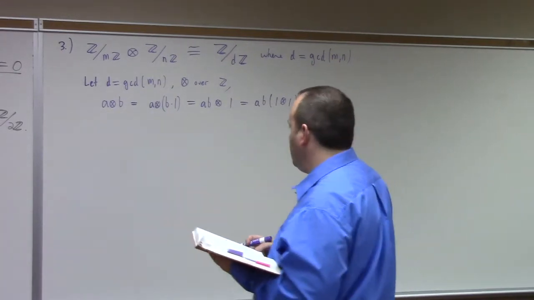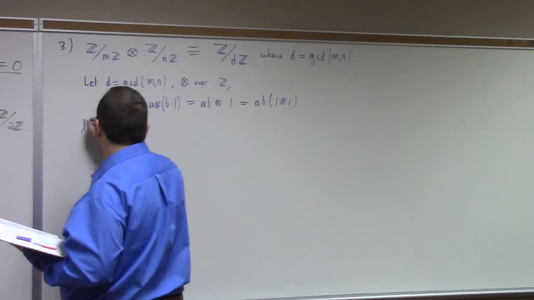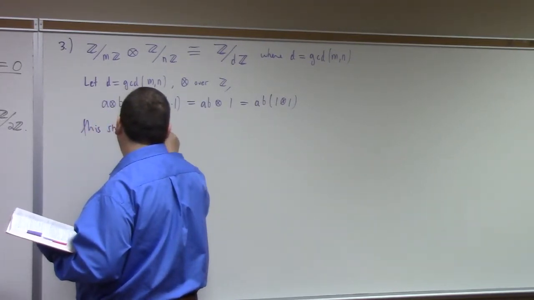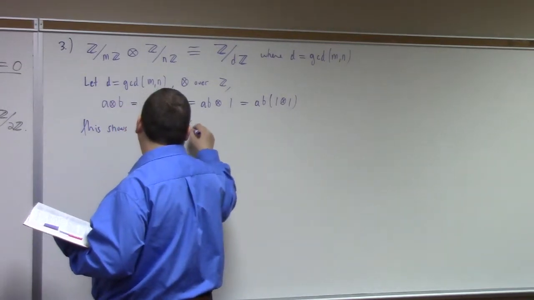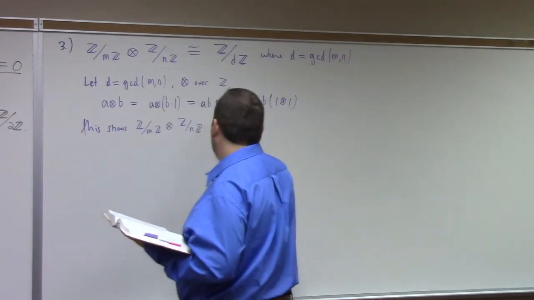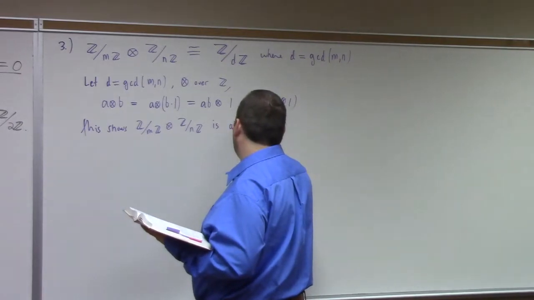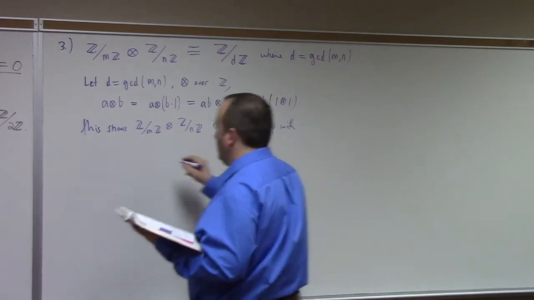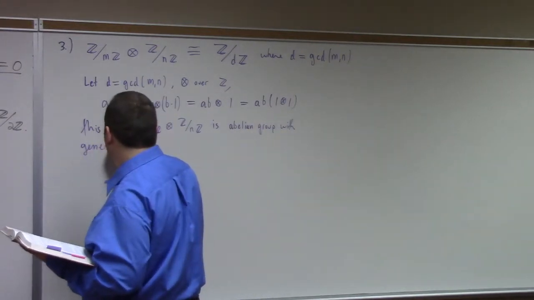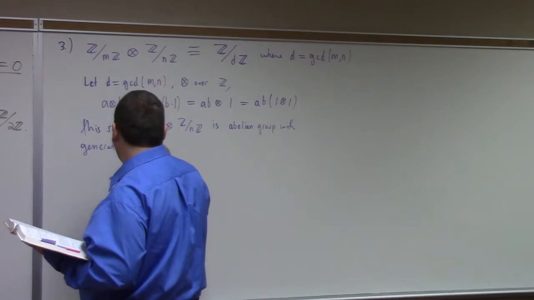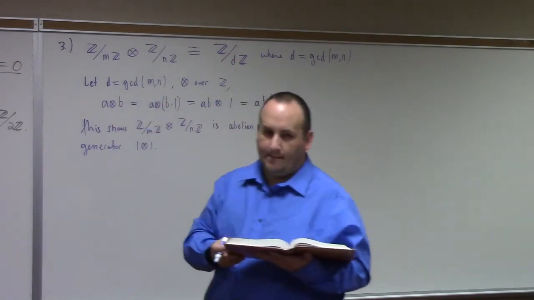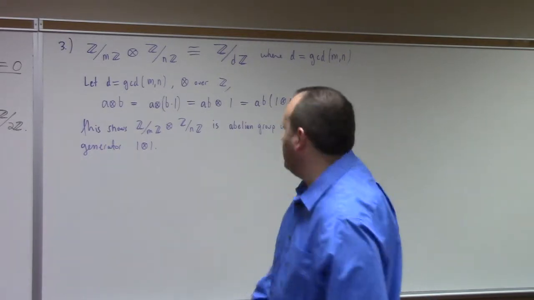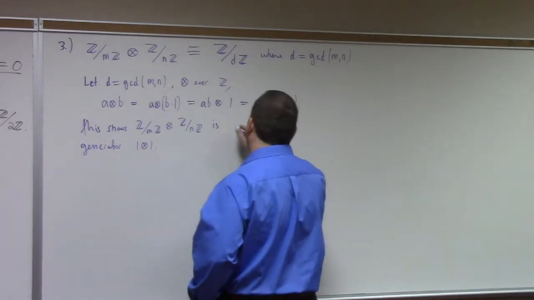And he says this shows that this thing is an abelian group with generator 1 tensor 1. It's cyclic, in fact. It's a cyclic group, I should say, not abelian. Cyclic.